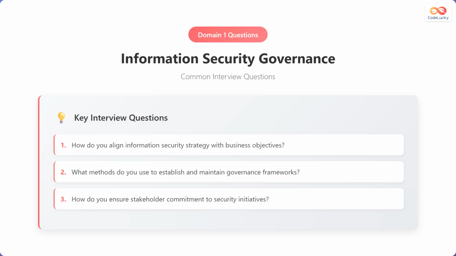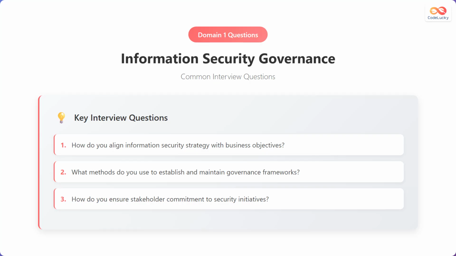Now let's explore common interview questions for the information security governance domain. These questions test your understanding of strategic security management and your ability to align security with business objectives. The first question asks how you align information security strategy with business objectives. This requires demonstrating your understanding of business processes, risk tolerance, and organizational culture. You should explain how security enables business goals rather than hindering them.